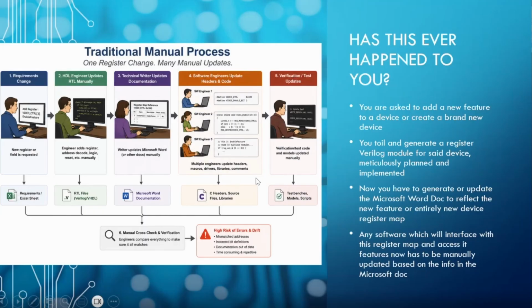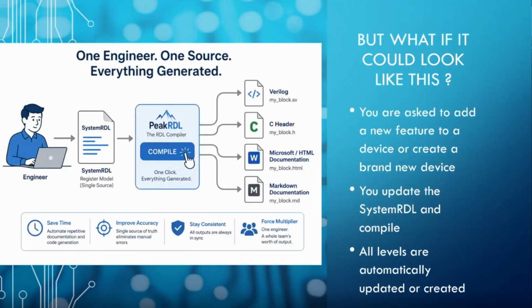And here's a ChatGPT generated image of what that looks like. 5+ engineers doing their individual part. But what if it could look like this? One engineer, one source, everything generated. You're asked to add a new feature or device, you update the SystemRDL, and all levels are automatically updated or created.